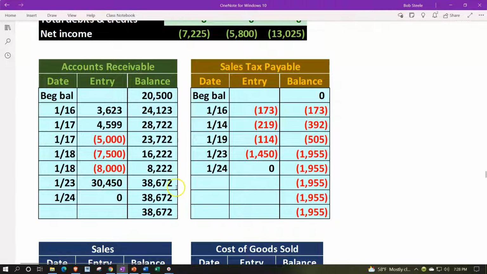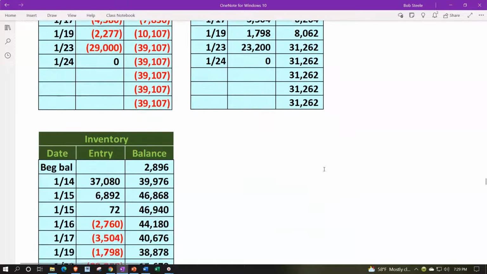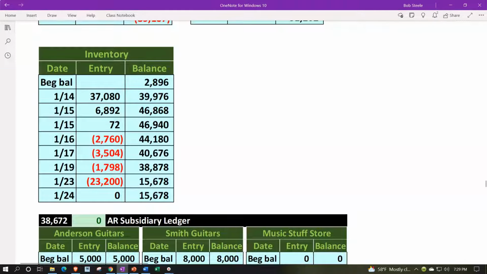Here's the detail with the GL. You can see the general ledger was at 8,222 for the accounts receivable, up by 30,450 to 38,672. Sales tax was at 505, up by 1,450 to 1,955. Sales was at 10,107, up by 29,000 to 39,107. The cost of goods sold was at 8,062, up by 23,200 to 31,262. And the inventory was at 38,878, down by 23,200 to 15,678.